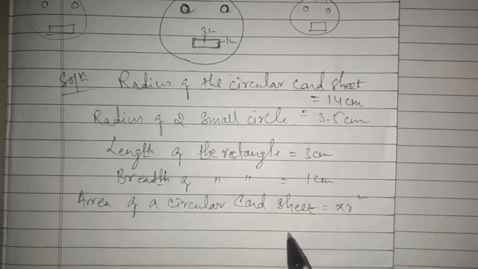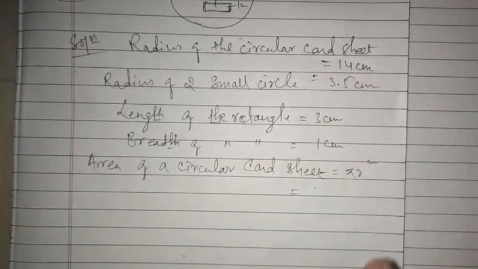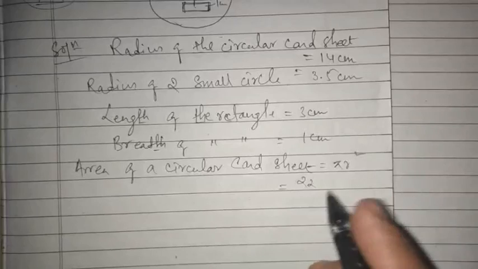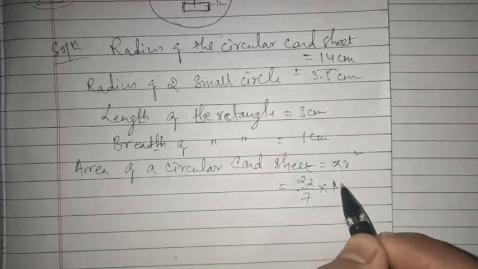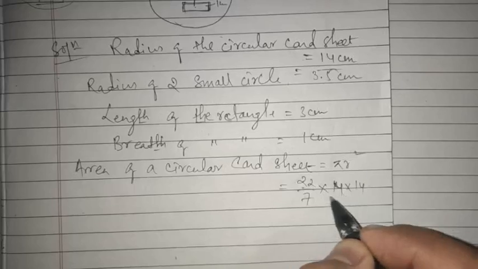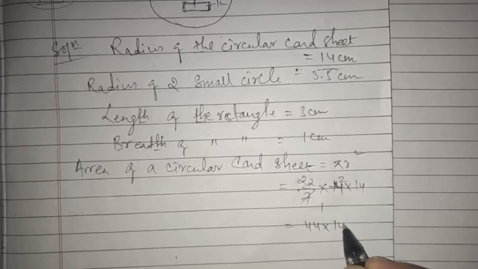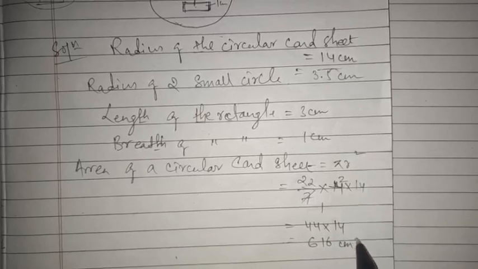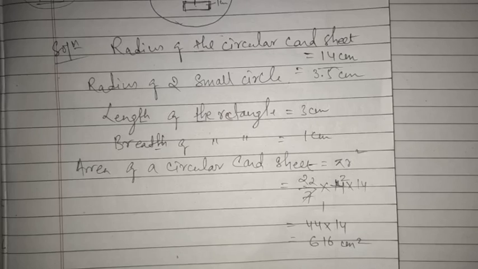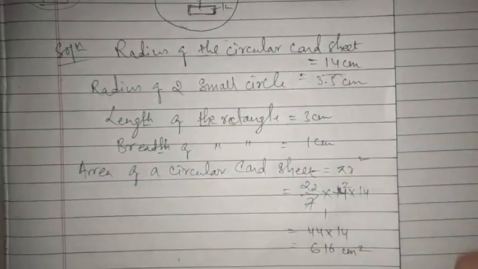Now pi r square is the formula, you know that. What is the value of pi given in the question? It is 22 by 7. Put that only. So 22 by 7 into r value given here is 14. So 14 into 14. Yes, 7 1s are 7, 7 2s are 14. Now 44 into 14 is equal to 616 centimeter square. So I request you all to once calculate this. So the total area is actually 616 centimeter square.